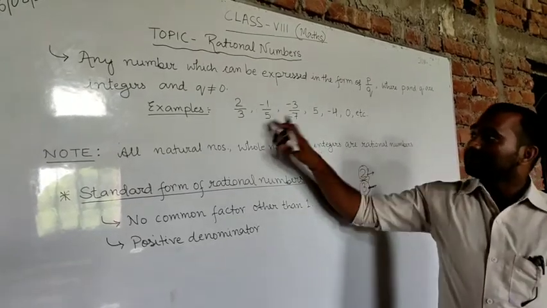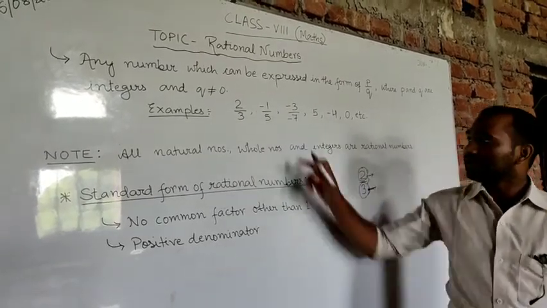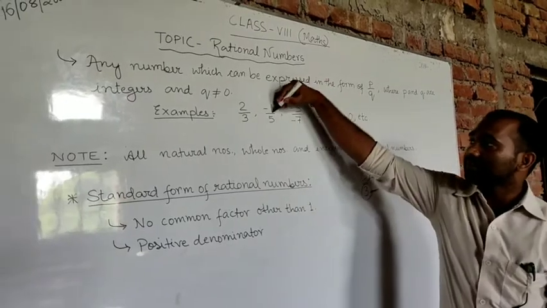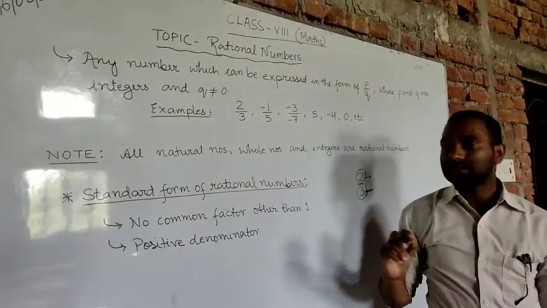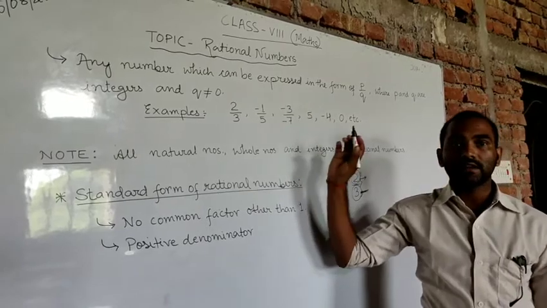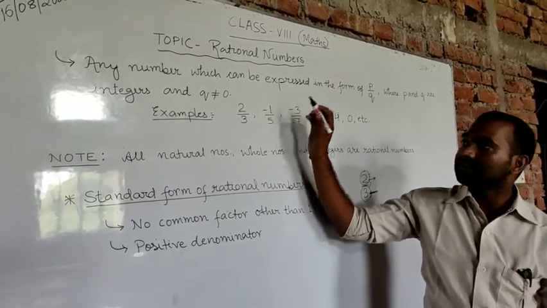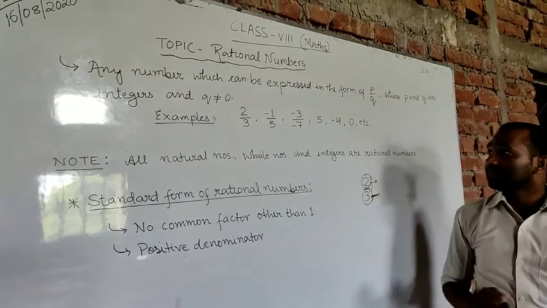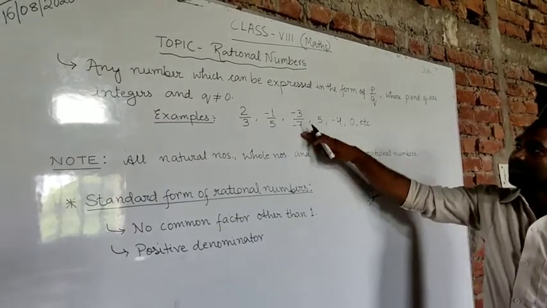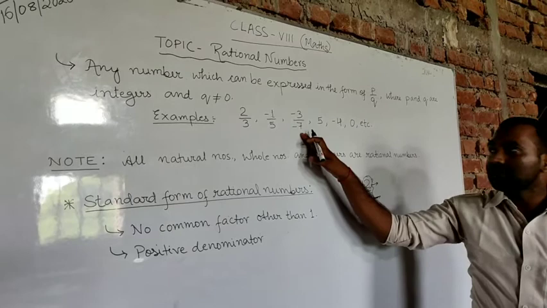Next, minus 1 upon 5. Here also we can see that minus 1 is an integer. 5 is also an integer, and the denominator is not 0. So this is also a rational number. In the same way, minus 3 upon minus 7 is also a rational number.